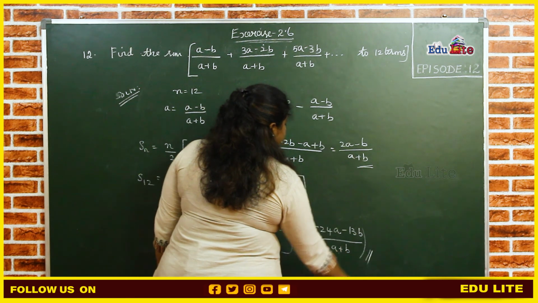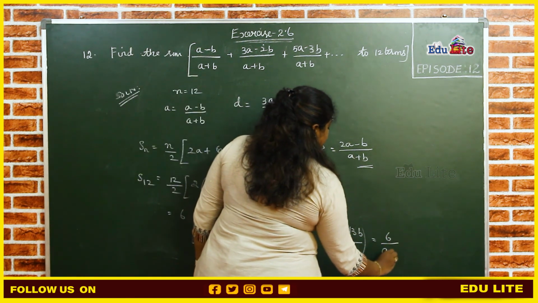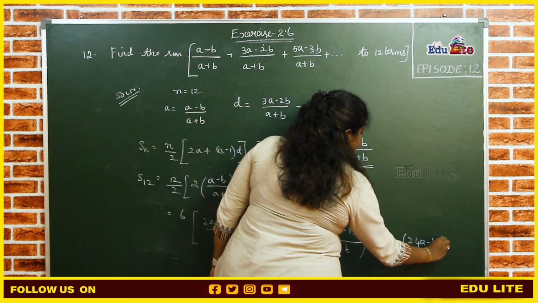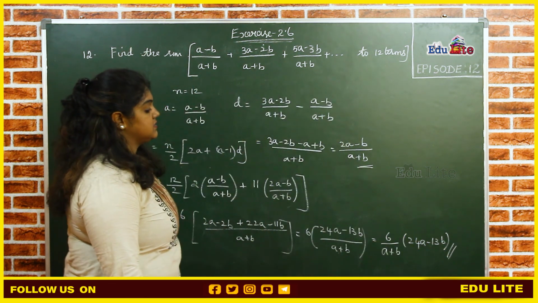So, thus we have found the sum of terms. 6 by a plus b into 24a minus 13b. So, this is the sum of n terms for the given series.